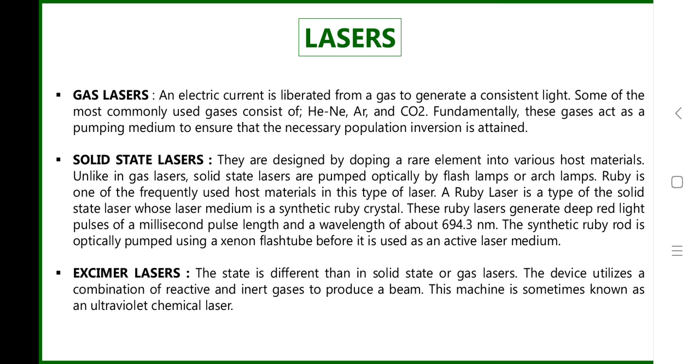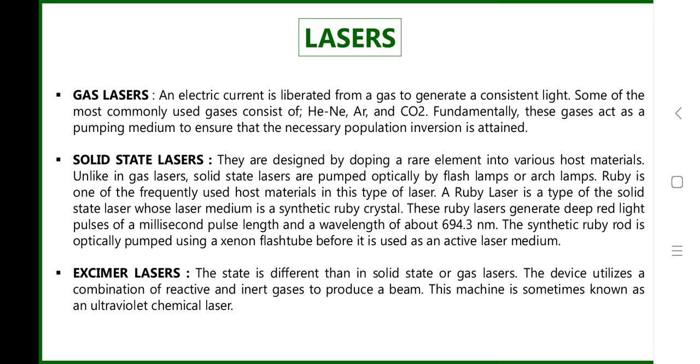Now for laser beam machining we require the laser. We have different types of lasers. Let us see them one by one. First is the gas laser. Here an electric current is passed through a gas to generate a consistent light. Some of the most commonly used gases are HeNe, Ar, and CO2. Fundamentally, these gases act as a pumping medium to ensure that the necessary population inversion is attained. So this is about gas lasers.